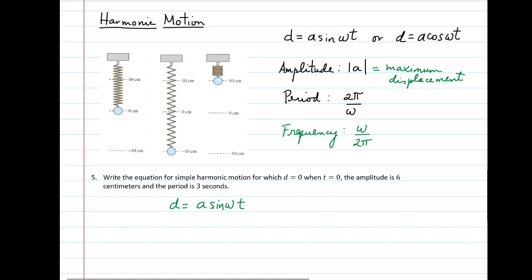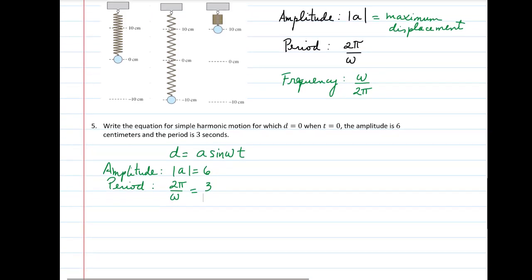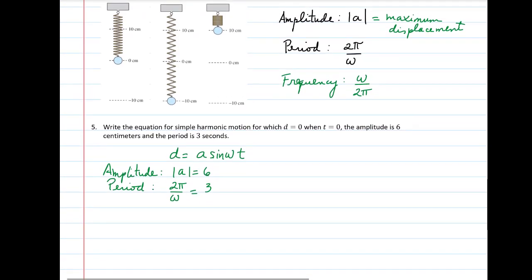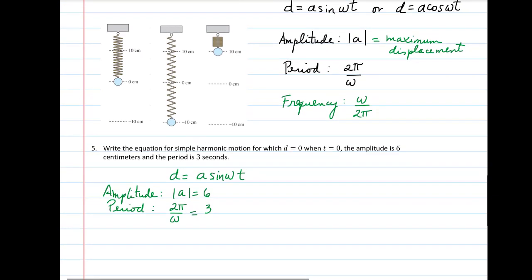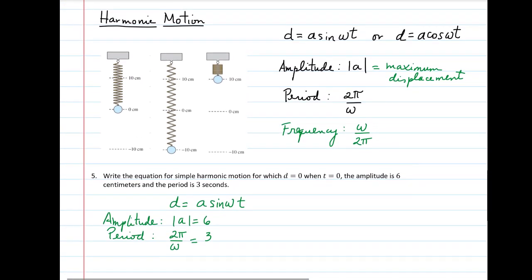Now they give us the amplitude, so right away, remember the amplitude is the a. Right away we have the amplitude, which is the absolute value of a, equal to 6. And the period, which for us is 2 pi over omega, is equal to 3 seconds. So from here, we can find omega and then plug it into our equation. It's very straightforward, guys. Now, you may ask, how do we know if a is positive or negative 6? It will depend on whether the ball moves up first or moves down.